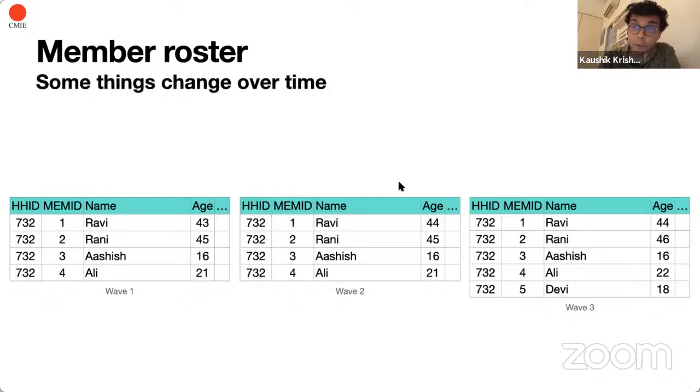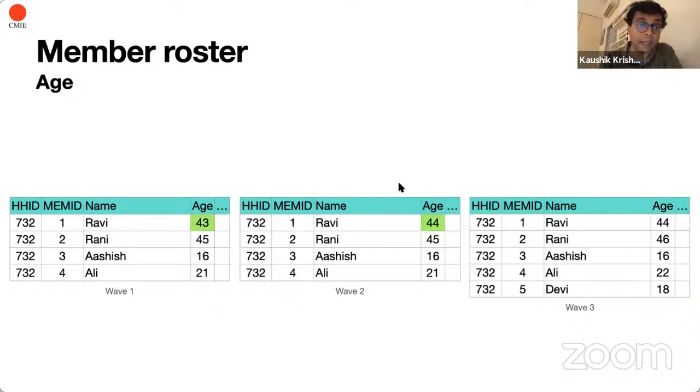Okay, now that you understand how the member roster is updated and some of the changes that we made over time, I want to draw your attention to this example and walk you through some of the things that you can expect to change and some of the things that you cannot expect to change and some of the things that you should never expect to see in the data. Okay, so some things are going to change over time, like age. People will age. That means between 2 waves, sometimes somebody who is 43 years old might become 44 years old, or somebody who is 45 might become 46. And that can happen at different times depending on when their birthdays are.